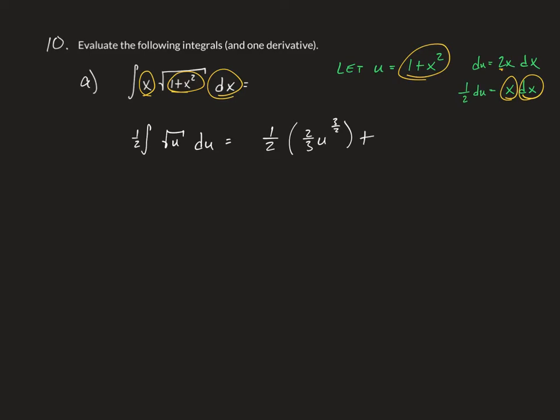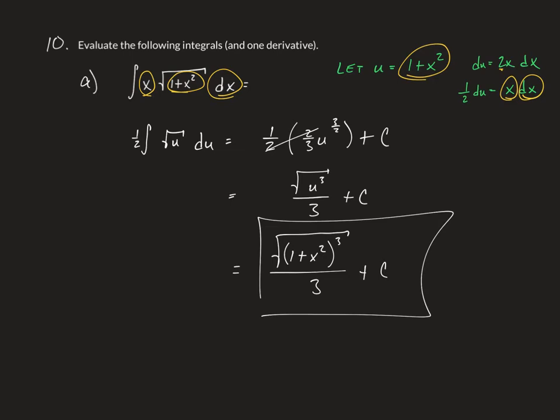Plus c. And if we want to, we can do some things to make this look a little nicer. There's some cancellation that's going to happen here, so I'm just going to say that it is the square root of u cubed over 3 plus c. And so my final answer is going to be 1 plus x squared cubed, the square root of that quantity, over 3. A lot of different ways that you could write this.